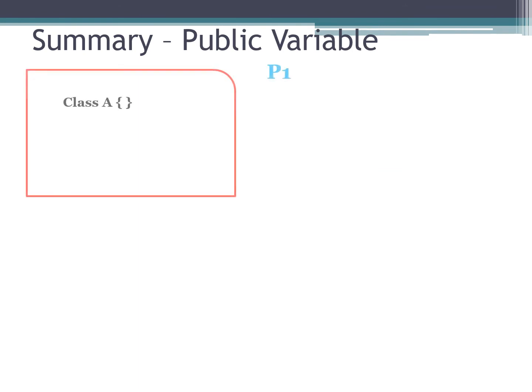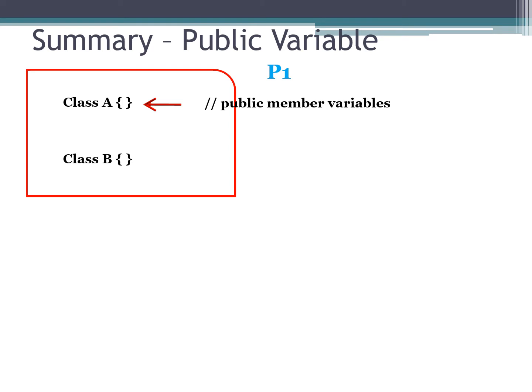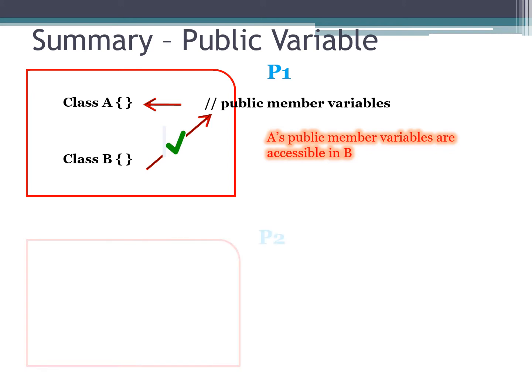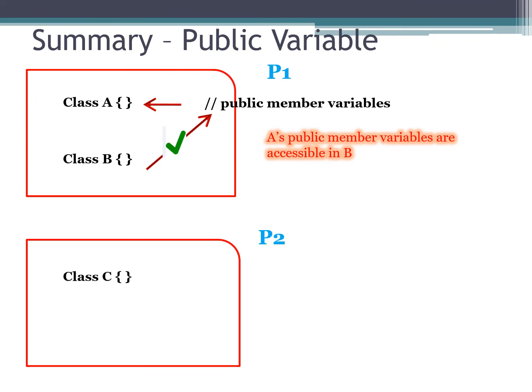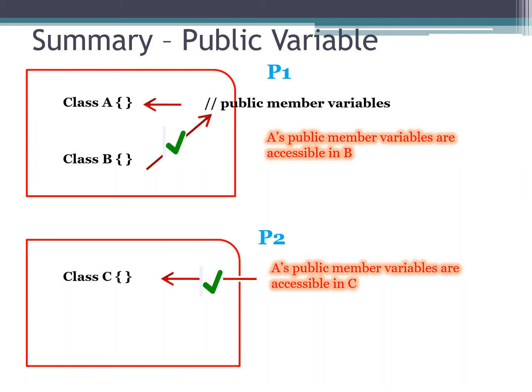Public variable: in package P1, let's say there is a class A which has a public member variable declaration. In the same package, let's say there is a class B. B is able to access the public member variables of class A. Next scenario, let's say there is a package P2. In P2 we have, let's say, class C. This class C is able to access A's public variable.